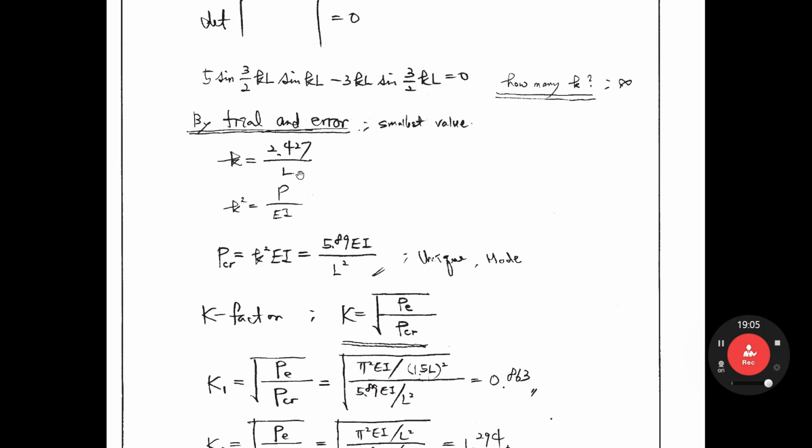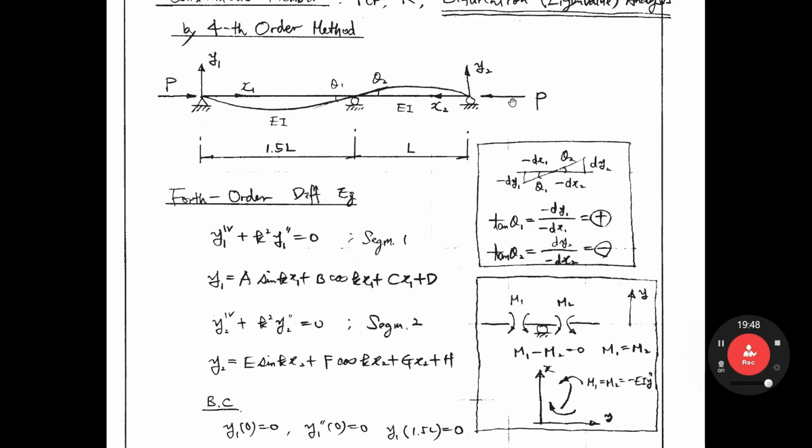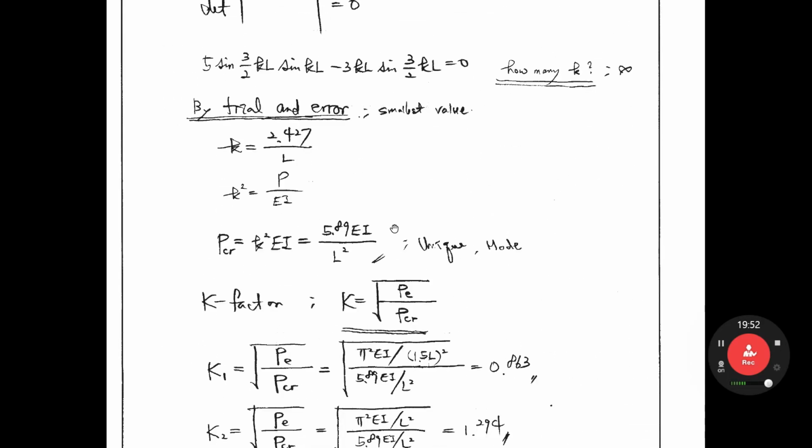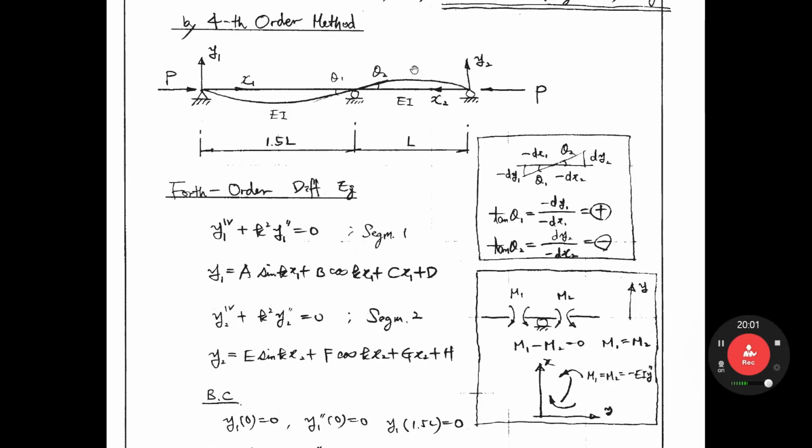Okay, so K equals 2.427 over L. So as you know, K square equals P over EI. So PCR is K square EI. Okay, K square, 2.427 square, is 5.89 EI over L square. So you get the minimum critical value, buckling load of what? This two-story column. If P reaches this value, then this column suddenly buckles like that.